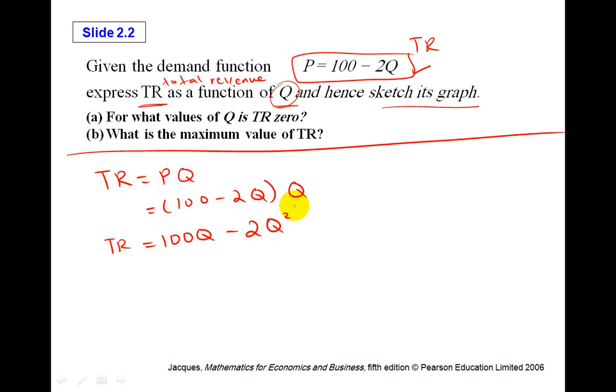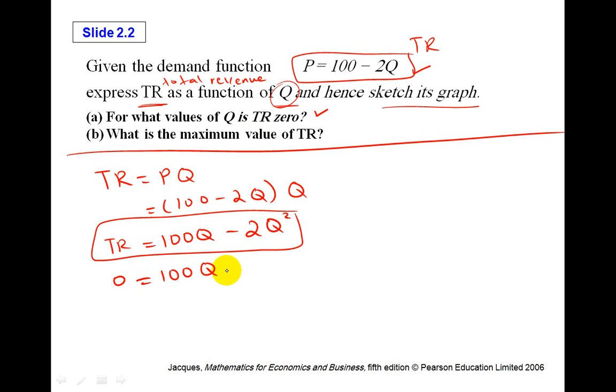Okay, we want to sketch the graph. First we have to find the zeros to sketch the graph. So instead of TR we will put 0, because for what value of Q is TR 0? So TR will be 0. 100Q minus 2Q squared. Here you can have a common factor. I prefer to bring the equals to 0 on this side, it's better. So here you have a common factor of 2Q, and what will be left here is 50 minus Q equals to 0.